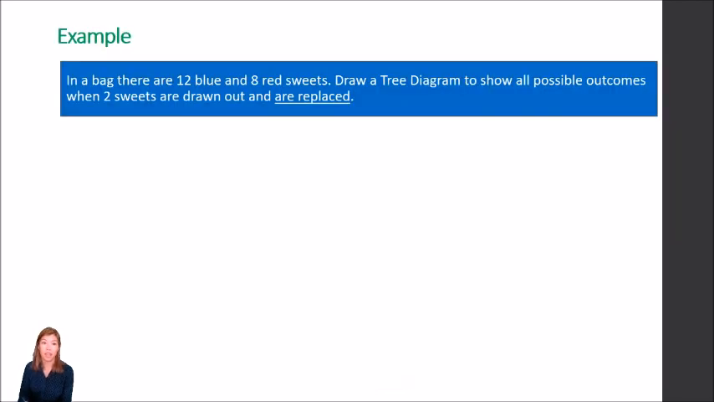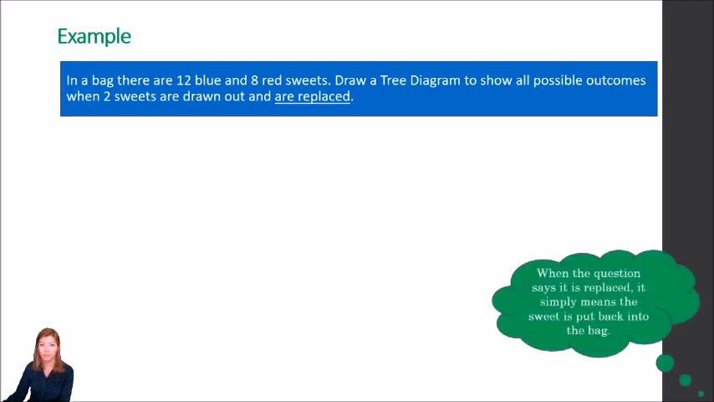Let's look at another example. In a bag, there are 12 blue and 8 red sweets. Draw a tree diagram to show all possible outcomes when 2 sweets are drawn out and are replaced. So in our first pick, we have 12 blue and 8 red. We're going to put blue and red as our options, and then we're going to work out the probability.